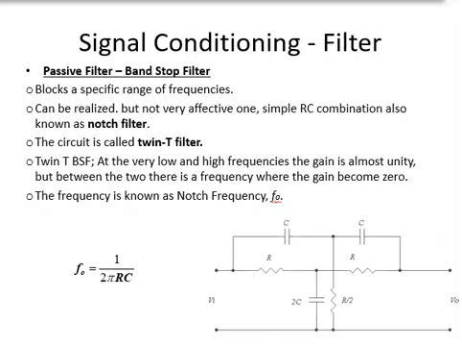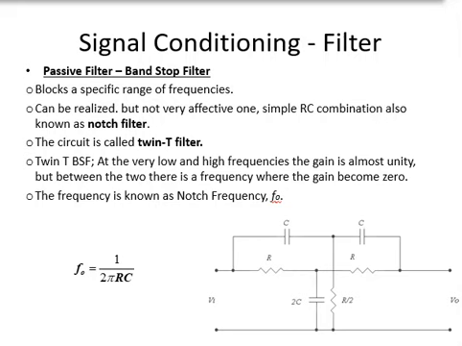Passive filter, band-stop filter, blocks a specific range of frequencies. It can be realized with a simple RC combination, but not very effectively. It is also known as a notch filter. The circuit is called a twin T filter.